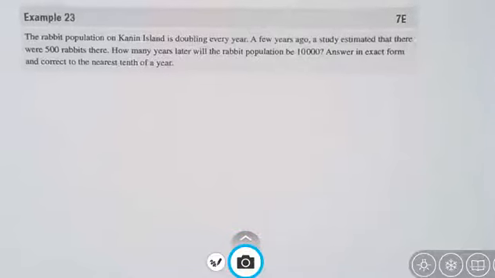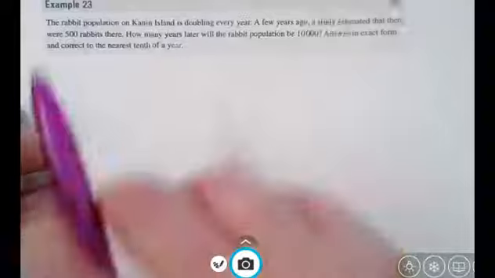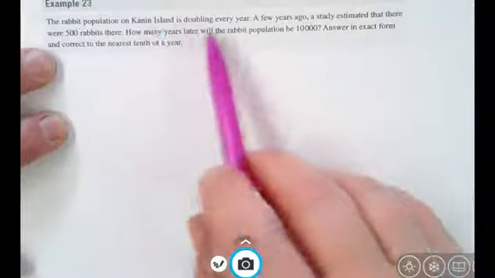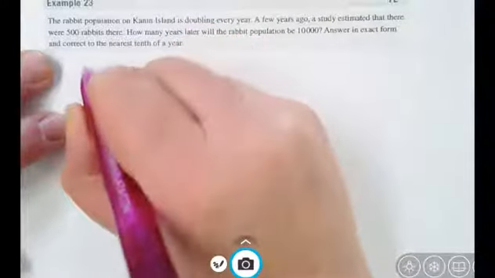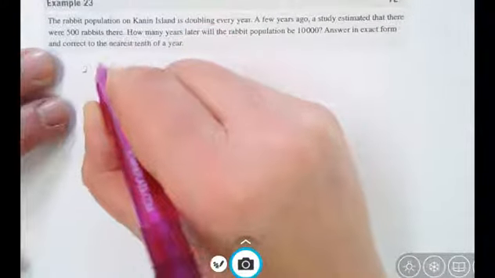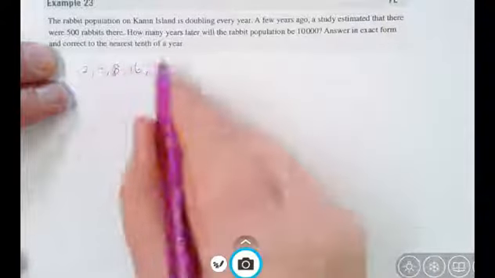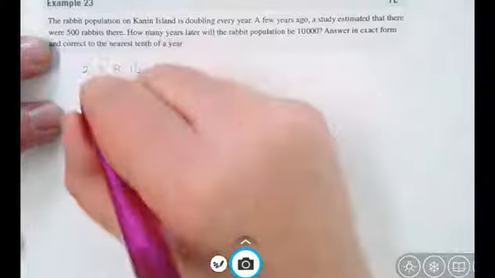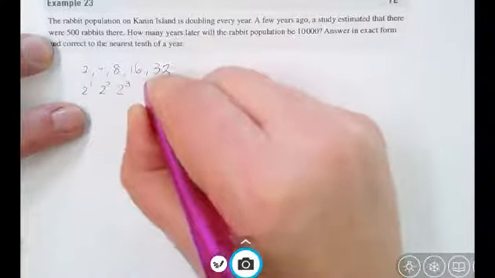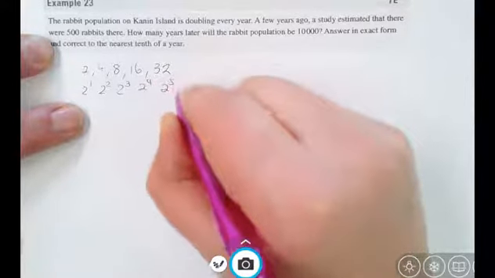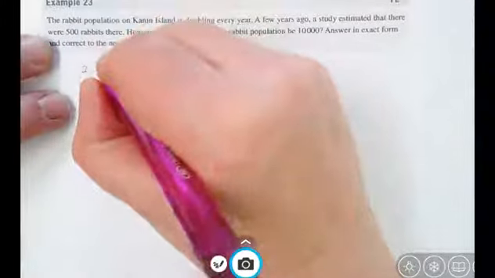23. This is the example in exercise 6e before the exercise. Now it says the rabbit population on Cannon Island is doubling every year. So for example, you might start with 2 and then 4 and then 8 and then 16, etc. That's just showing how the number 2 doubles. You know, this could be 2 to the 1, that's 2 squared, 2 cubed, 2 to the power of 4, 2 to the power of 5, etc. That's just showing the number 2, for example, doubling.